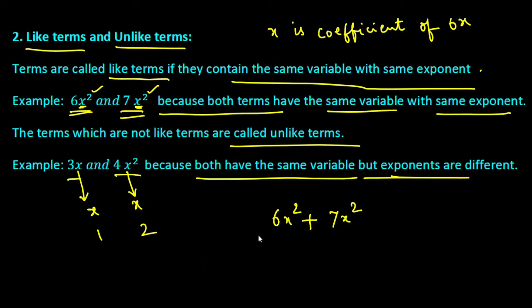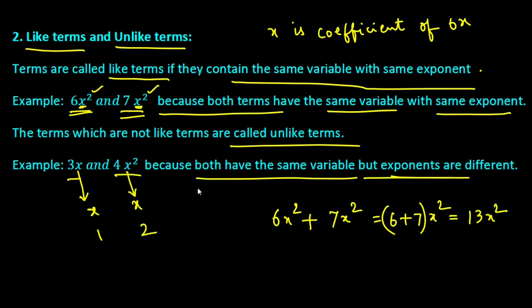When we combine like terms by a plus sign or minus sign, we can simplify them and write them as another like term. For example, 6x square plus 7x square is equal to 6 plus 7 into x square. We can take x square as a common factor from both these terms and write it as 6 plus 7 into x square. This becomes 13x square.